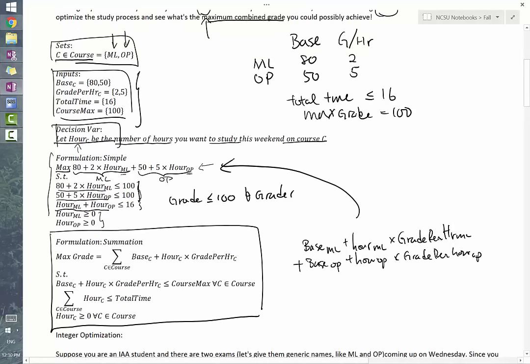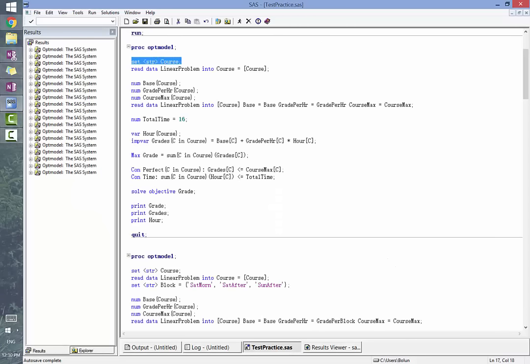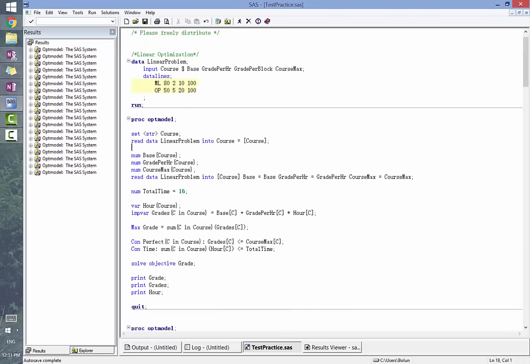Let's start with the set. Our set was something called course, which takes values ML and OP. So we create a set in SAS of type string called course. And we read in data from the problem we created, linear problem, and we read the values in the column course. It's right here. Wait, sorry, this one. We read this course column and store the values in our set, which is here. This creates our set that we're going to be using to index every single input.